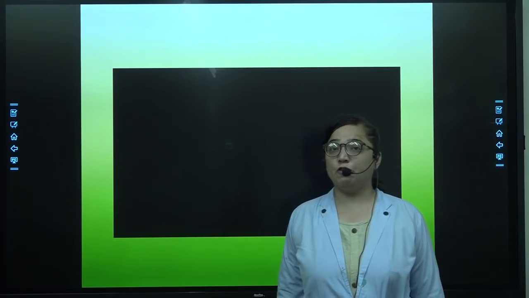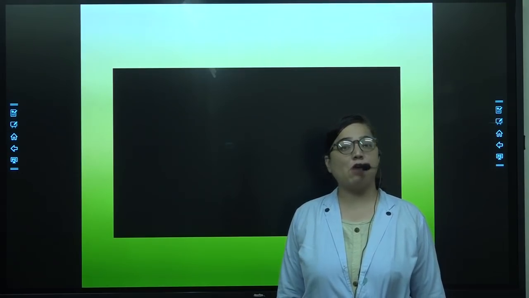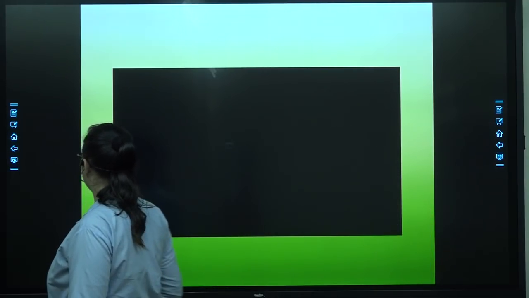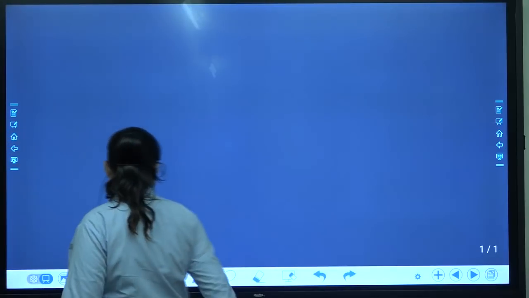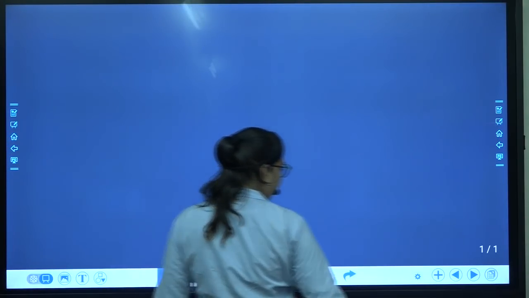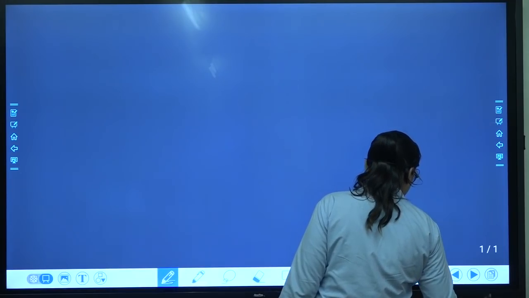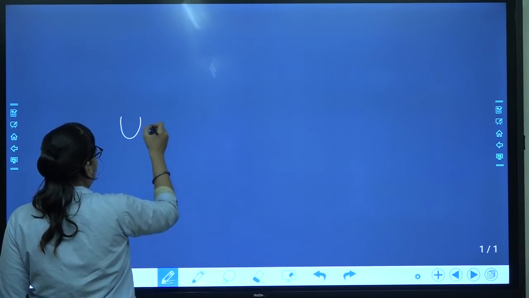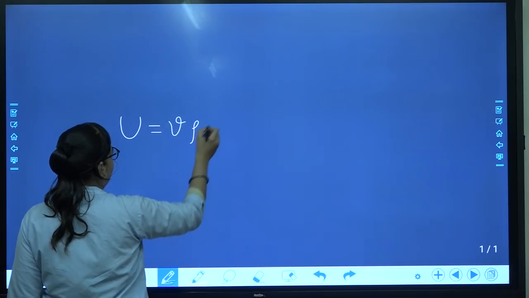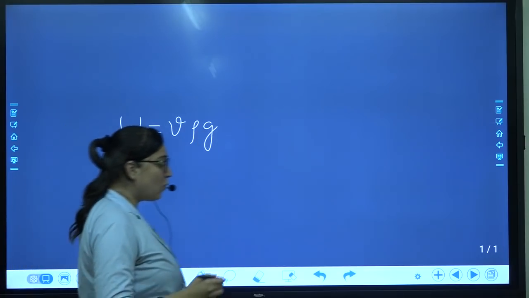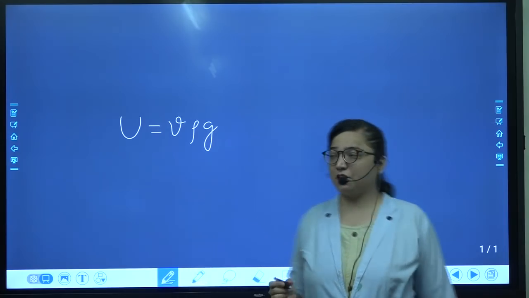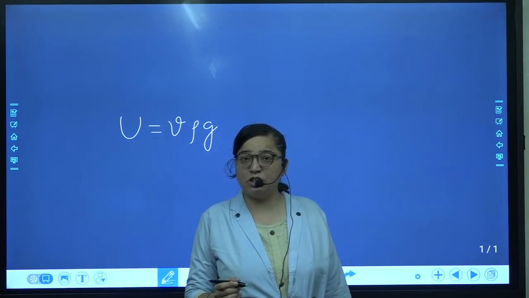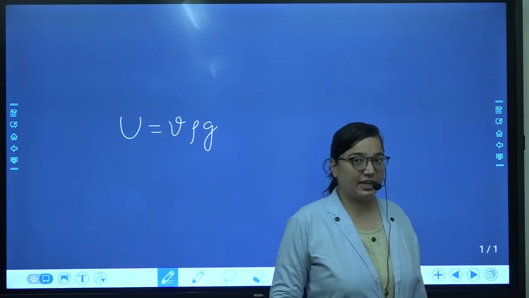Friends, in our today's session, first we will study about the basic formulas that we are going to use today. Some of the very important formulas that we'll use today is this: buoyant force U is equal to V into rho into G. That is, buoyant force is volume of the object which is immersed, rho is the density of the fluid in which the object is immersed, and G is the gravitational acceleration.